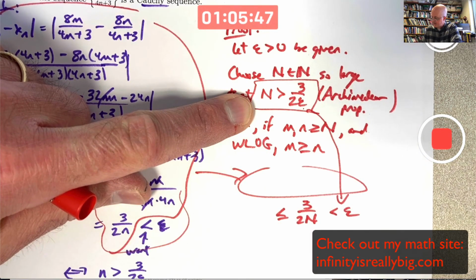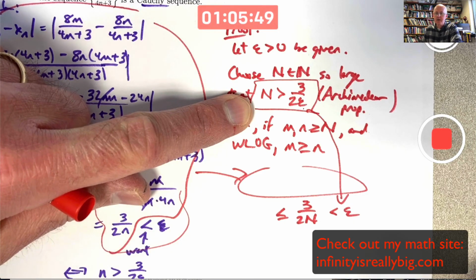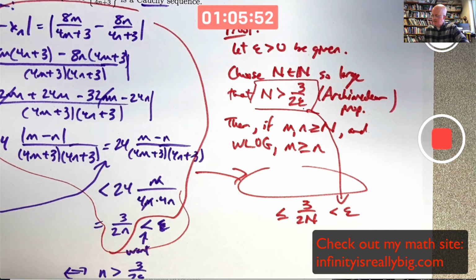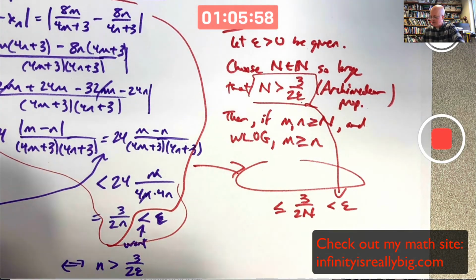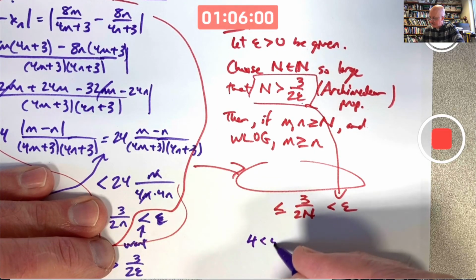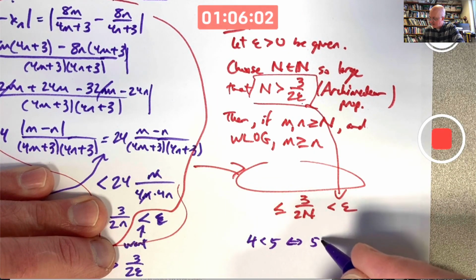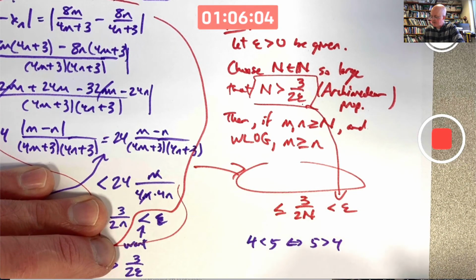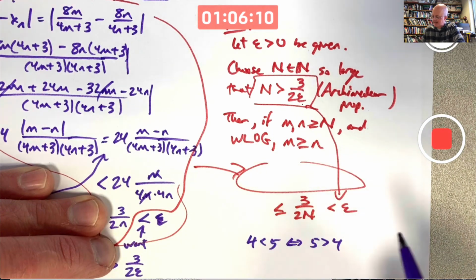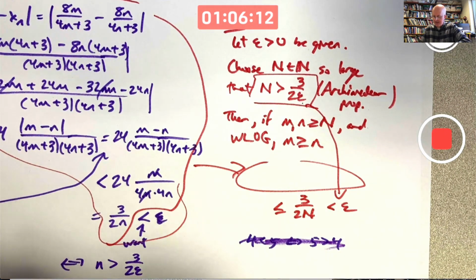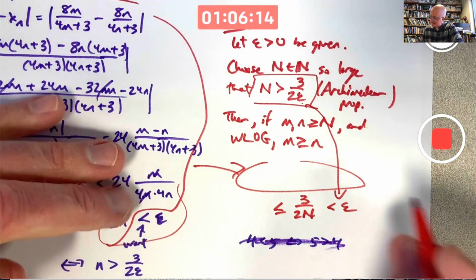Everything's positive, so there's no problems with inequalities switching direction unless you purposely switch direction, which is what I did there. I mean, you know, 4 being less than 5 is equivalent to 5 being greater than 4. So that's not saying anything different. So I didn't multiply by a negative number and have to switch the inequality because of that. I just decided to put things on different sides. Okay? And that is the end of that proof.